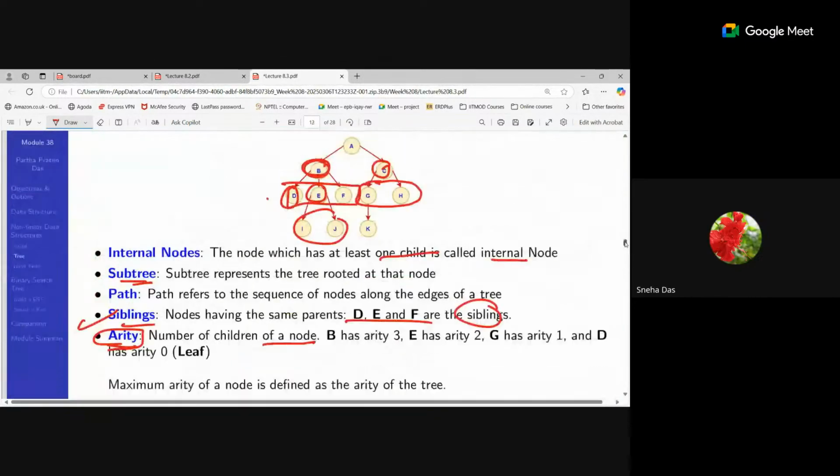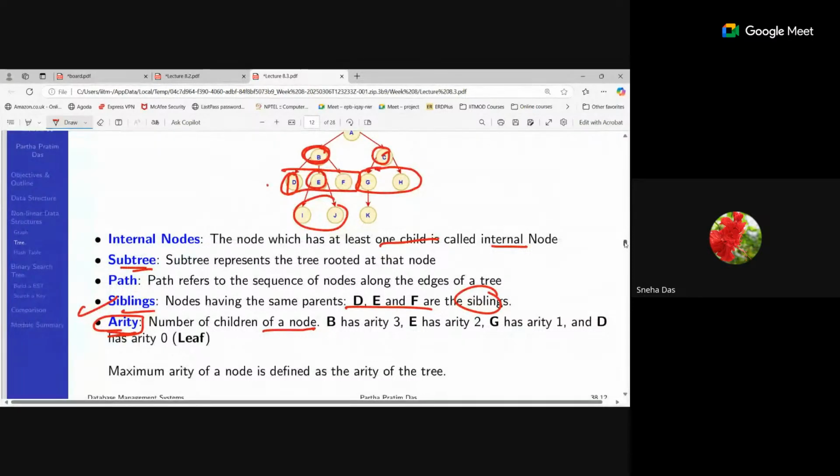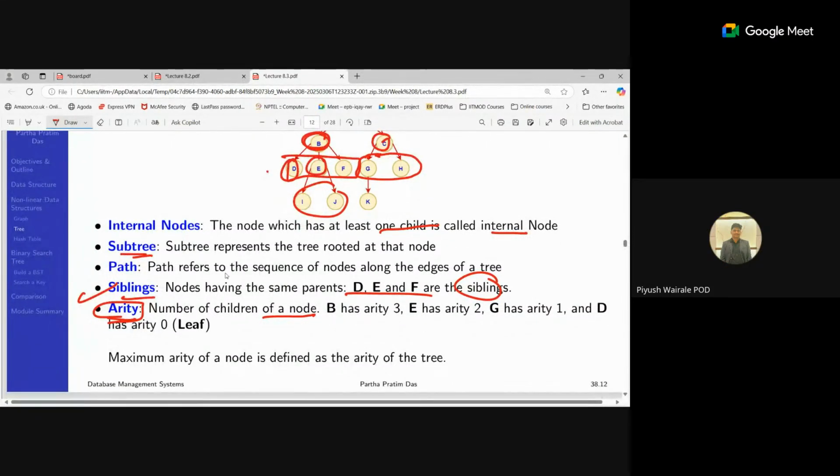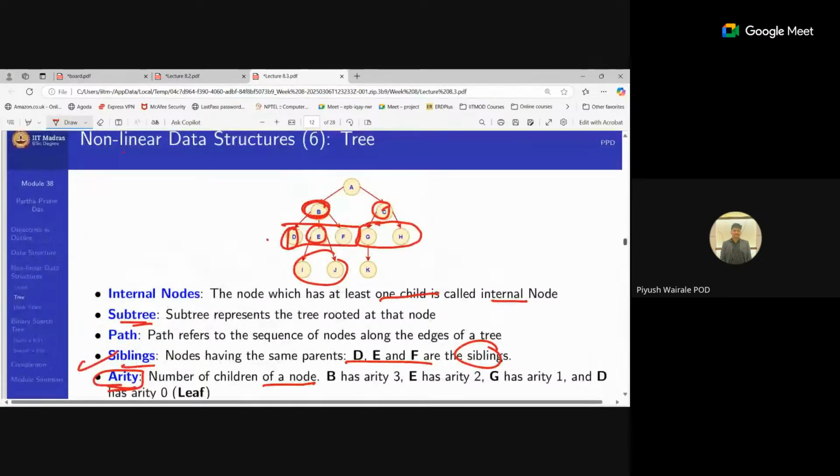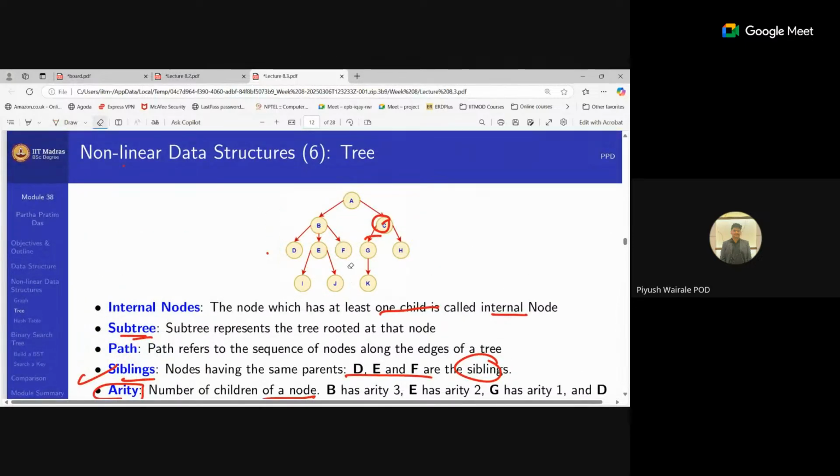Now, what is path? Okay. The path refers to, for example, let's say I want to go to J from A. So by which path will I go? By which nodes do I need to explore? So first from A I will go to B. From B I will go to E. From E I will go to J. So A, B, E, J. Right? This is the path I got from A to J.